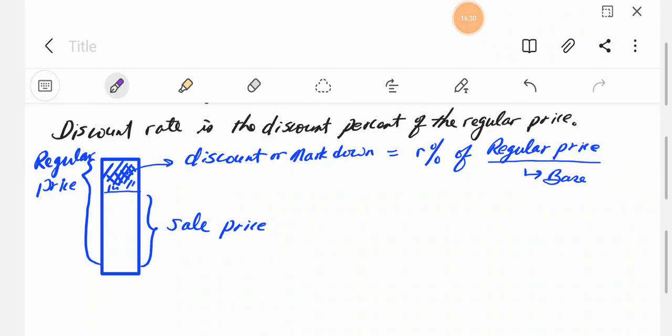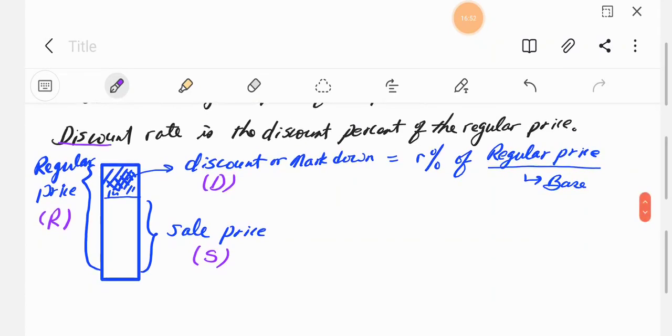All right, so let's write some equations. Let's say the regular price is R, the sale price is S, and the discount or markdown is D. And the discount rate is R percent, the sale percentage. Then the regular price minus the discount will be the sale price. Or the discount amount plus the sale price will be the regular price, right?